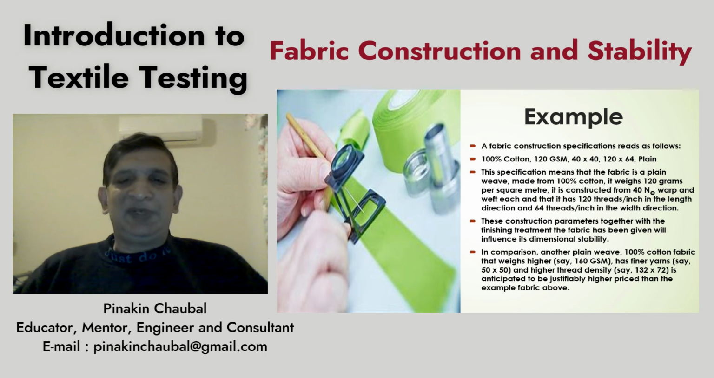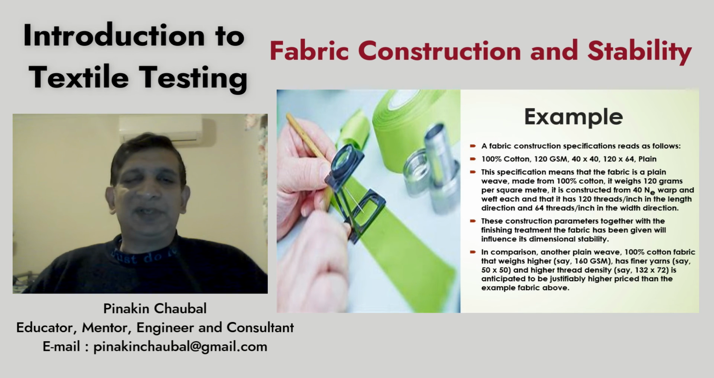These construction parameters, together with the finishing treatment the fabric has been given, will influence its dimensional stability. In comparison, another plain weave, 100% cotton fabric that weighs higher, say 160 GSM, has finer yarns, say 50 by 50, and higher thread density, say 132 by 72, is anticipated to be justifiably higher priced than the example fabric above.